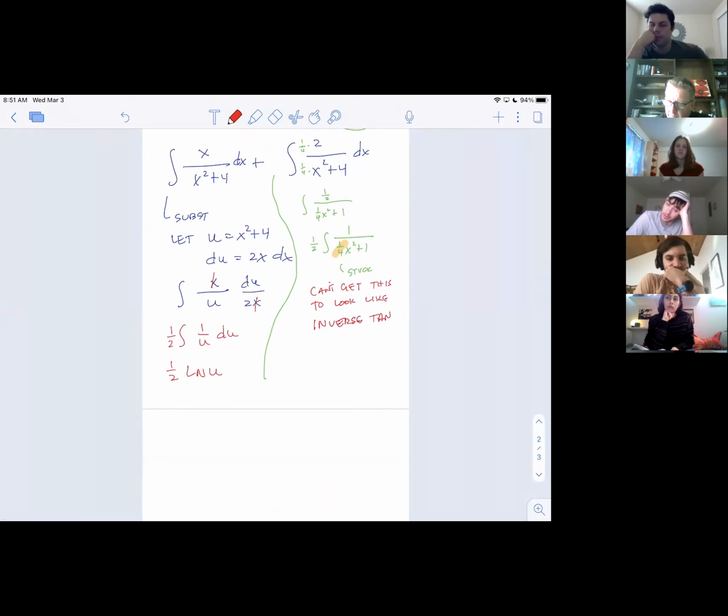So just to point out what Eve is saying, if we're sitting here with 2, couldn't I have just pulled that 2 out front from the beginning? That's what Eve is saying. Yeah, absolutely.